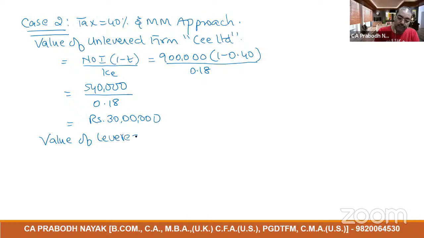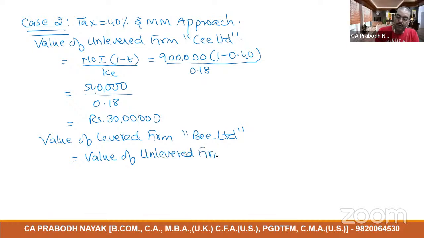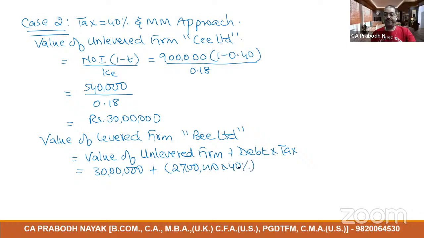Value of levered firm, B Limited, is equal to value of unlevered firm, plus debt into rate of tax. So it will be 30 lakhs plus debt of 27 lakhs into 40%. That is 40 lakh 80,000.